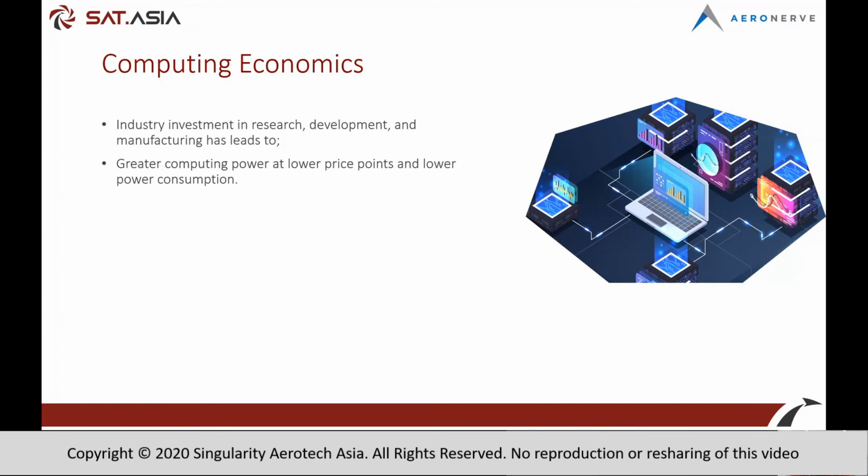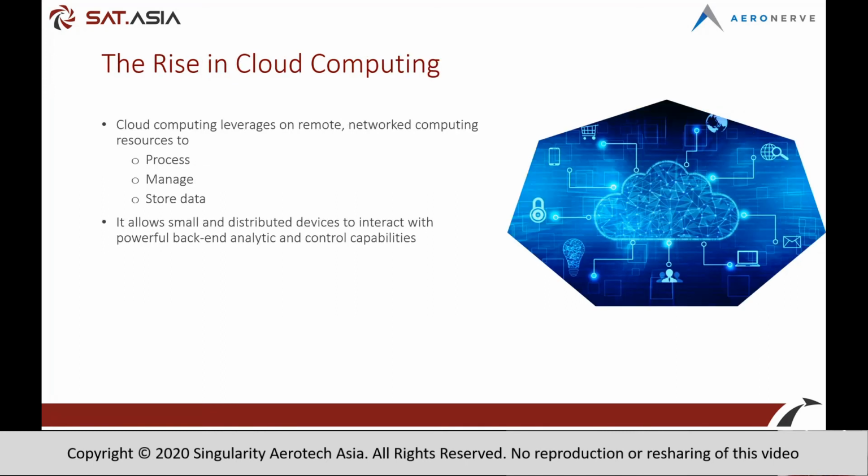Computing economics: industry research and investment in research and development of manufacturing has led to greater computing power at a lower price point, and power consumption is also very low. Cloud computing: cloud refers to remote networked computing resources to first process, then manage and store the data. It allows small and distributed devices to interact with powerful back-end analytics and control capabilities.